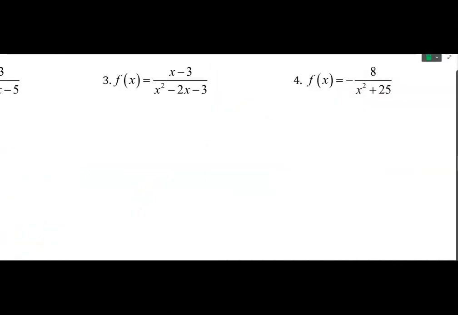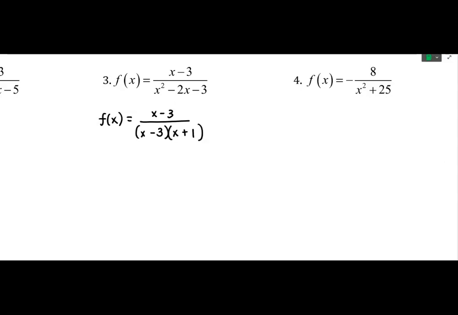I'm going to begin by factoring the numerator and denominator if we can. The numerator is just a linear term. There's nothing to cancel there. The denominator can be factored. We can find two numbers that multiply to negative 3 and add up to negative 2, and those numbers are negative 3 and positive 1.